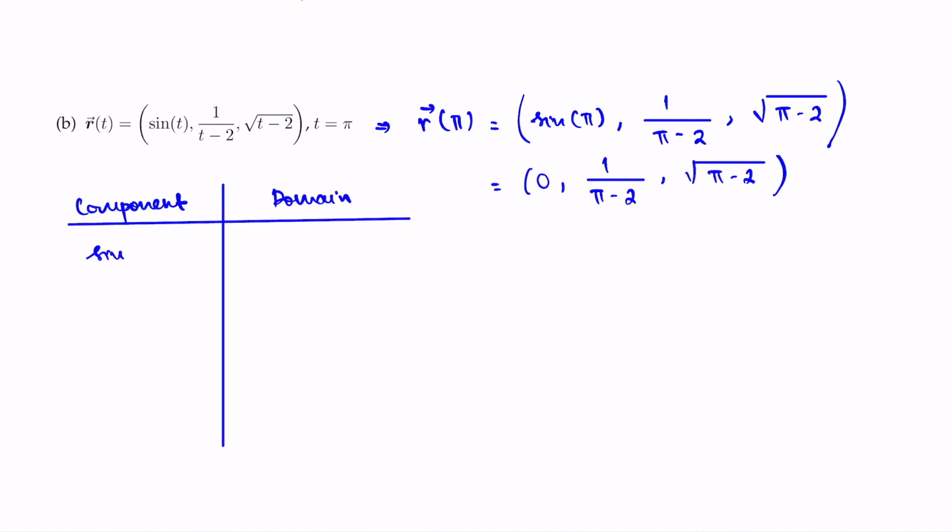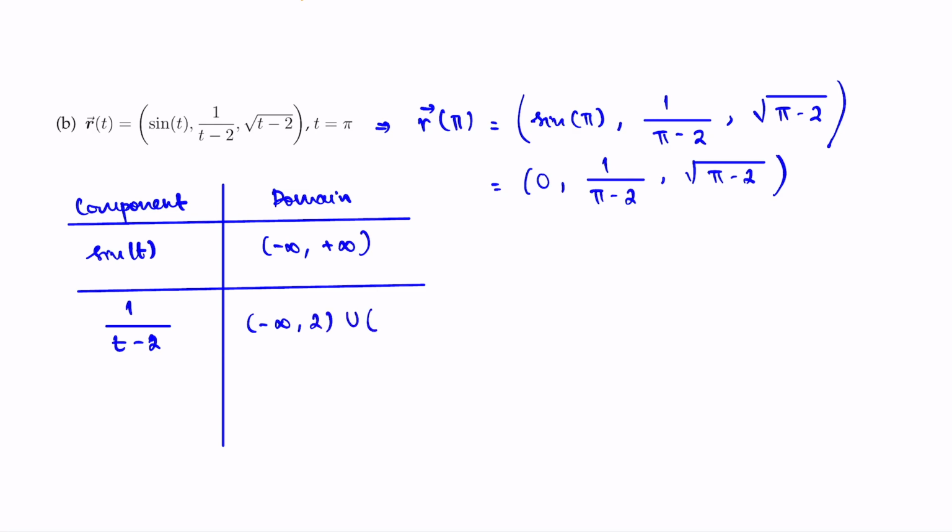So the first component is sine of t. As you know, sine of t can run from negative infinity to positive infinity, so there's no restriction on that. And for the second component, like you saw earlier, 1 over t minus 2 is a fraction or rational function. So the domain is everything except 2, or in interval form, negative infinity to 2, union with 2 to positive infinity.